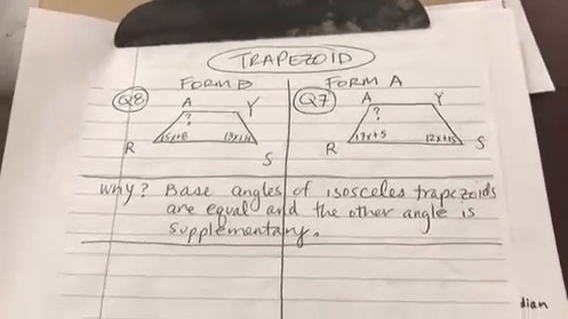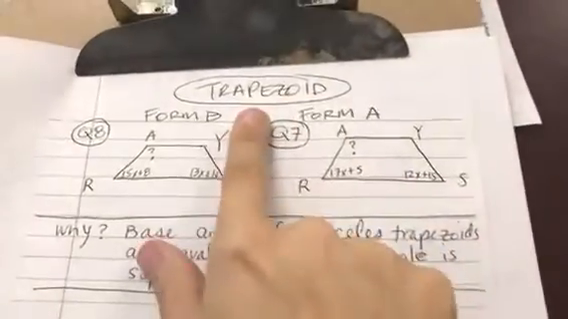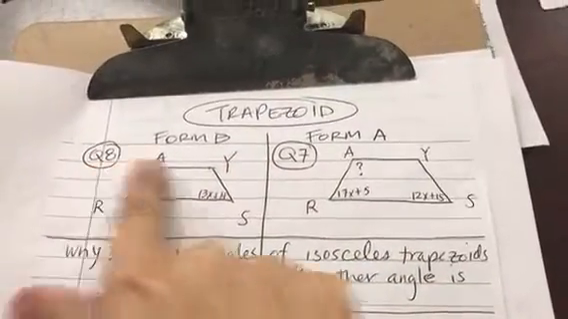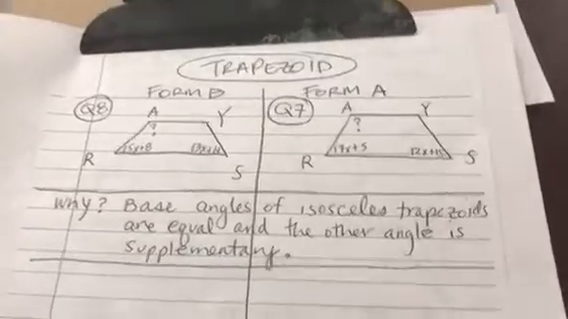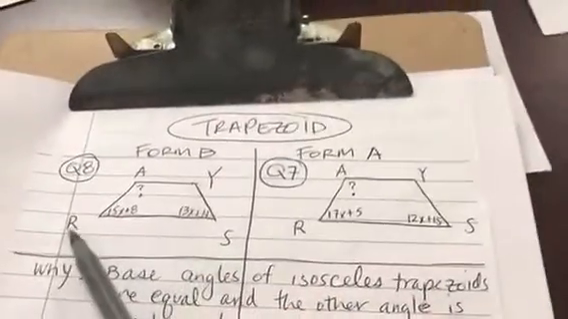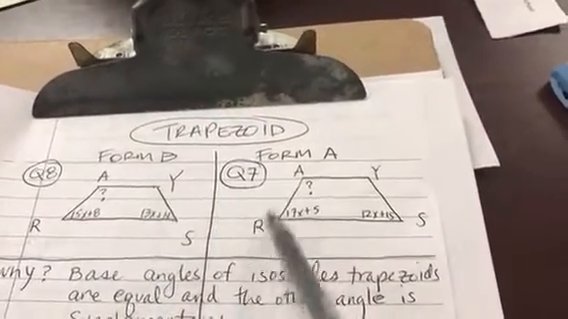Hello, we're going to do the last question on the test, the trapezoid question, which is either question 8 on Form B or question 7 on Form A. So let's take a look. The question says that the trapezoid is called RAYS, R-A-Y-S.